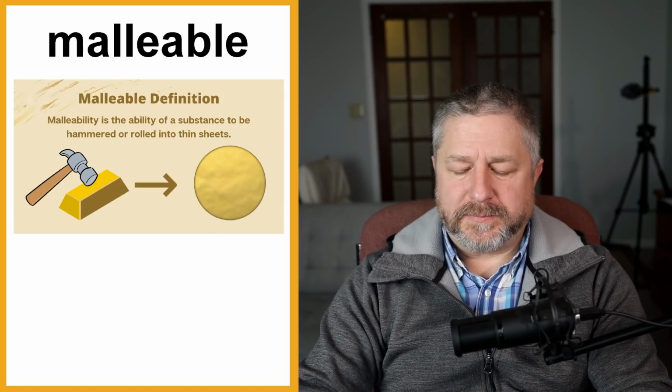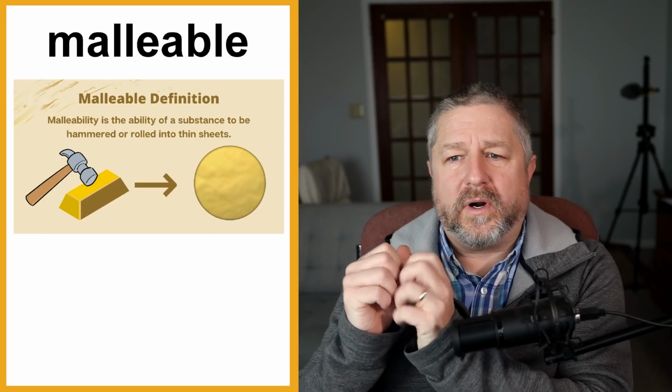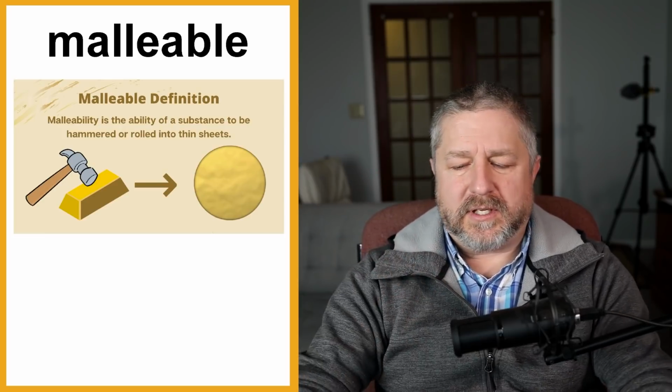So when you have a metal, any kind of metal that you can form either by hitting it with a hammer or pressing it in a machine, we would say it's malleable.